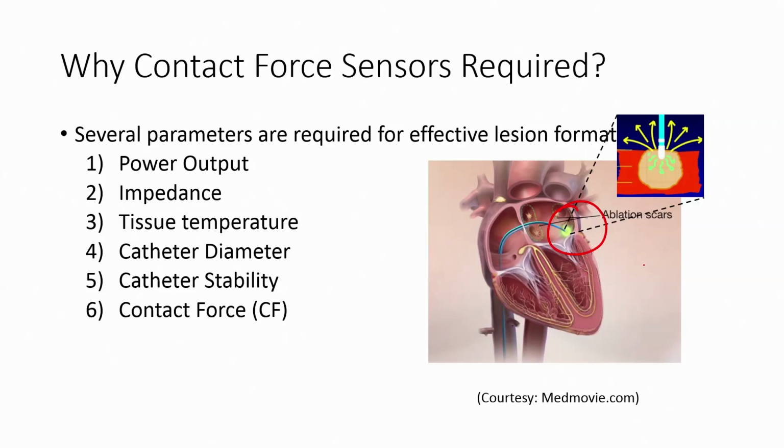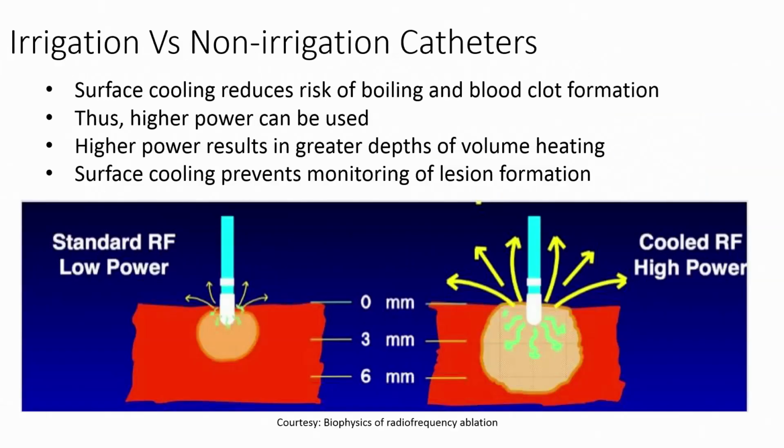So, you see here, this is the ablation scar, and this ablation scar depends on several parameters like we discussed earlier. It depends on how much power output there is, how much impedance there is, what the temperature of the tissue is, what the catheter diameter is, what its stability is, and what the contact force is. So many parameters are required to understand and to get effective lesion formation.